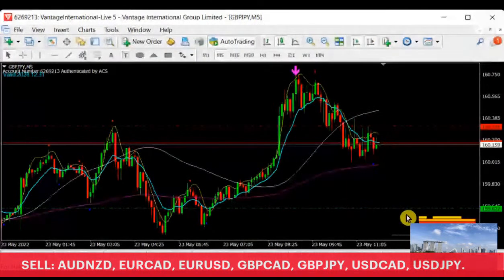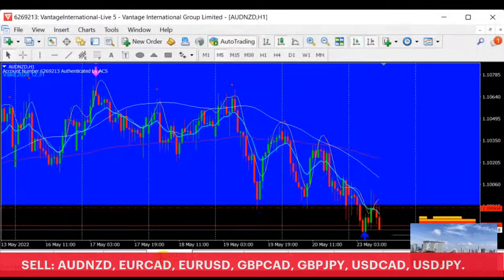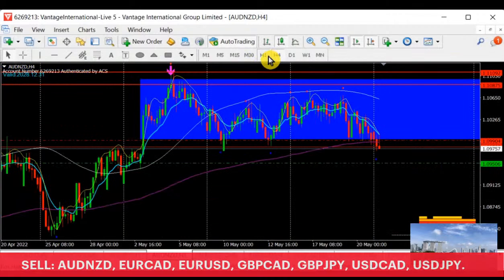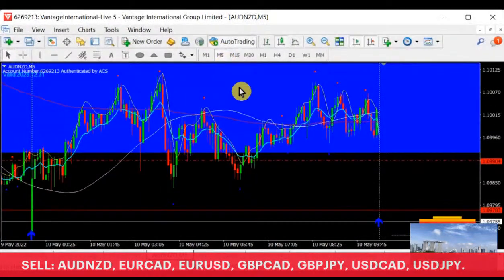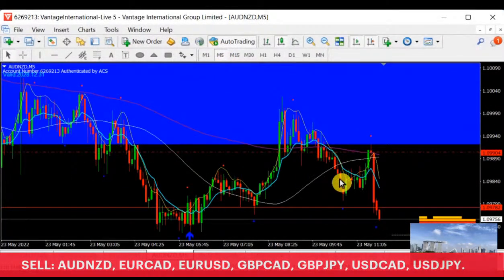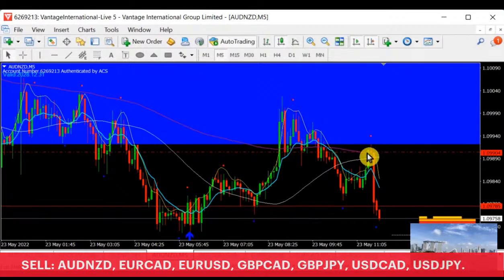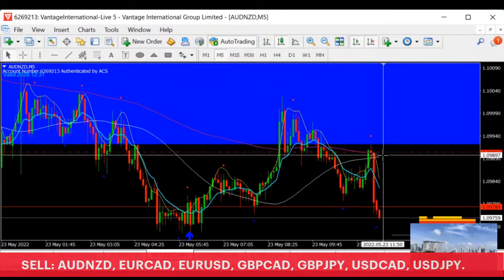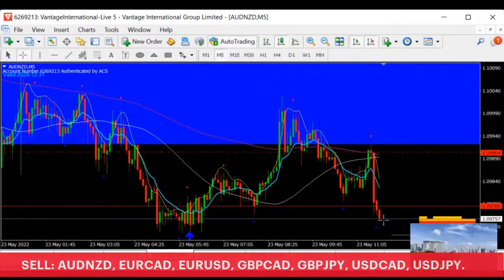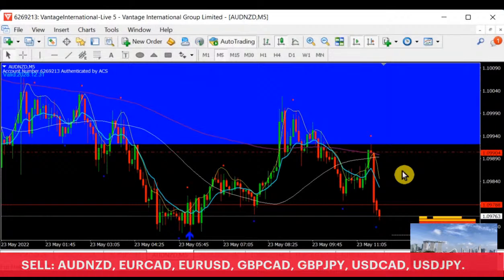Okay, so let's recap a bit on our Aussie Kiwi. Is there anything for us? Well, Aussie Kiwi went up again. Oh my god, we missed this again. It retests the resistance, and now it's short this way.